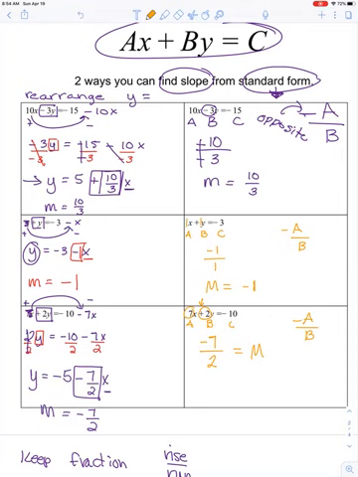So again, opposite of A over B is by far the easiest, but we just don't remember it. So if you can keep that in your brain and remember, wonderful. If not, you might just try to work them as rearranging the equation.